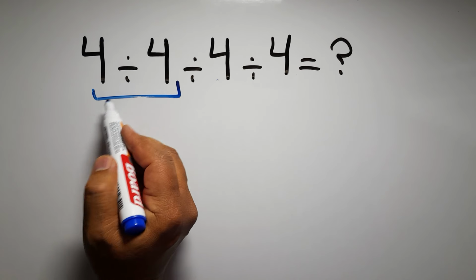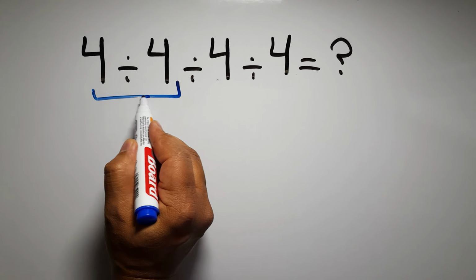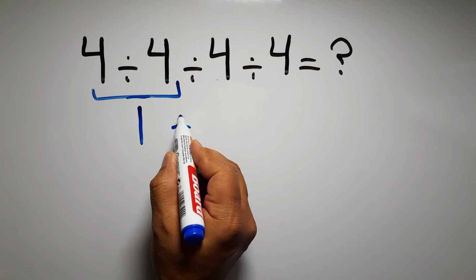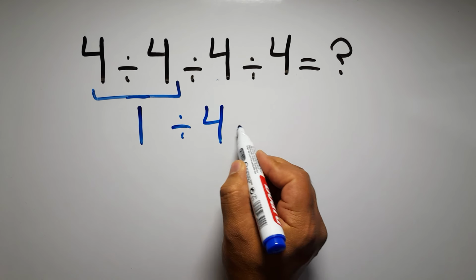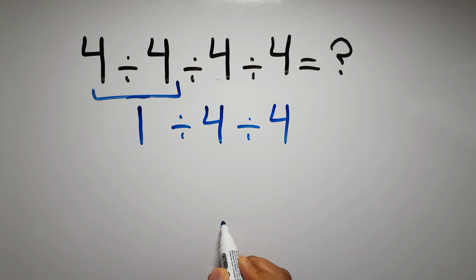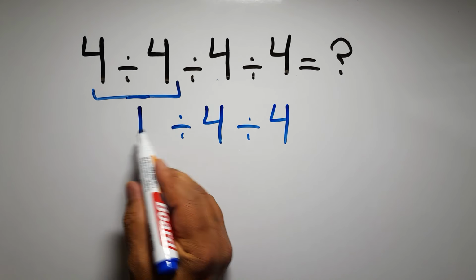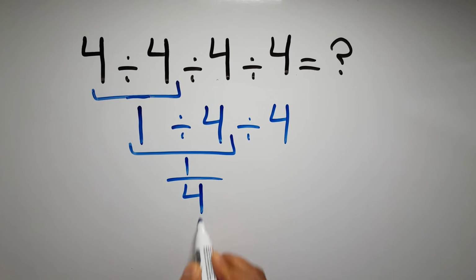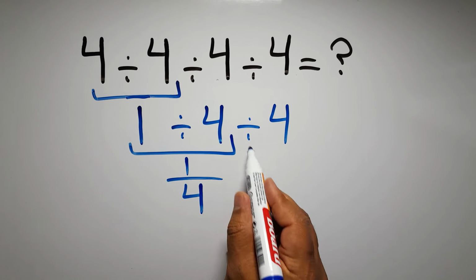So first this division. 4 divided by 4 gives us 1. So 1 divided by 4 and again divided by 4. Now we have to do this division. 1 divided by 4 can be written as 1 over 4. So 1 over 4 divided by 4.